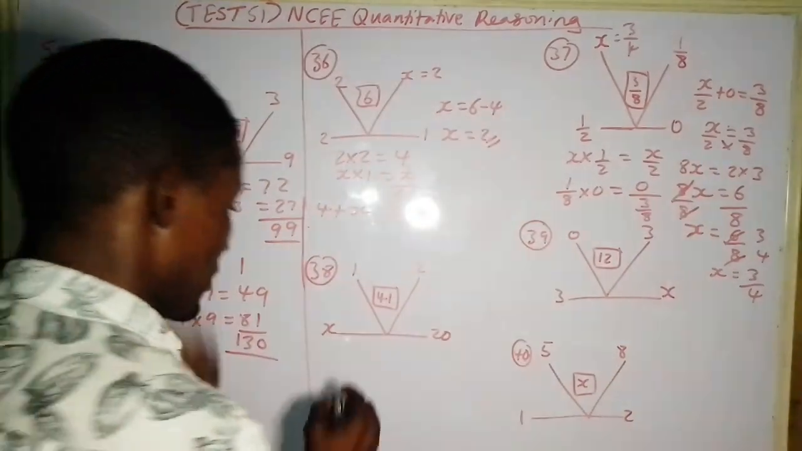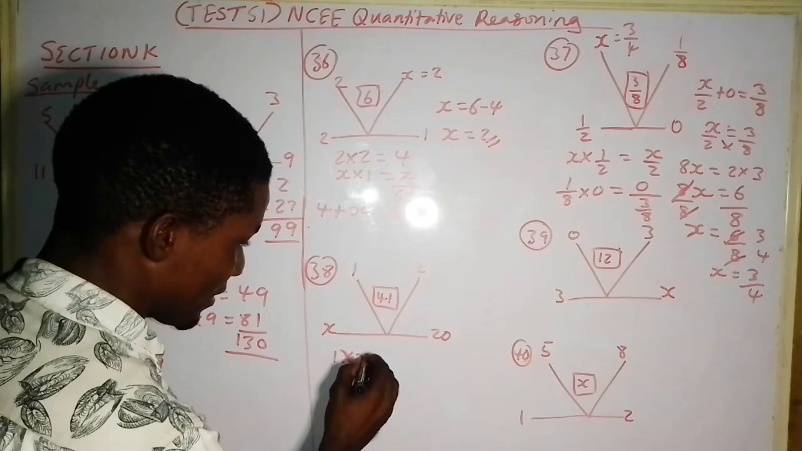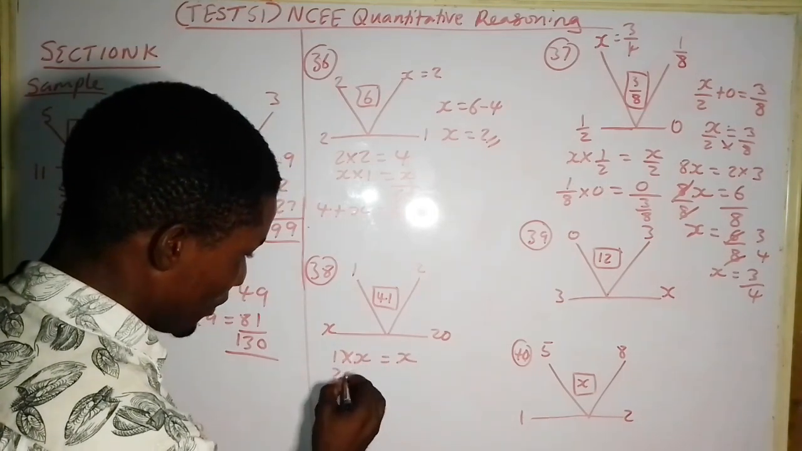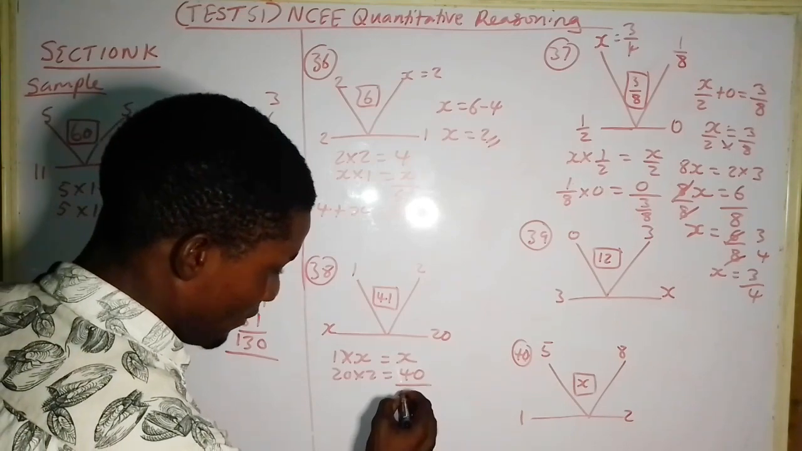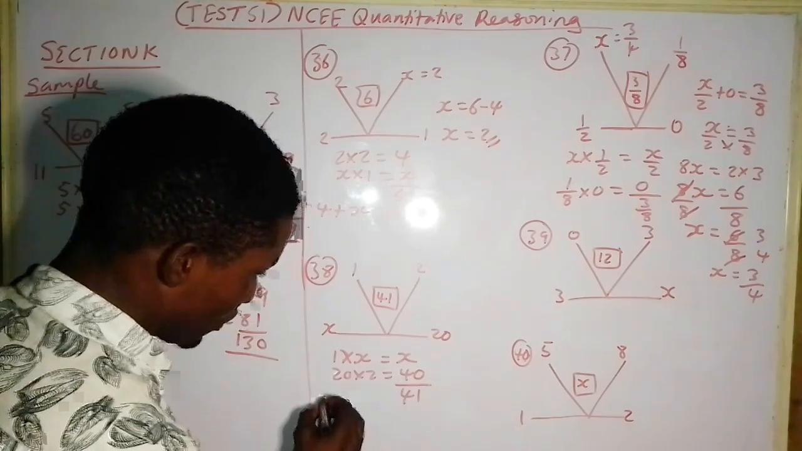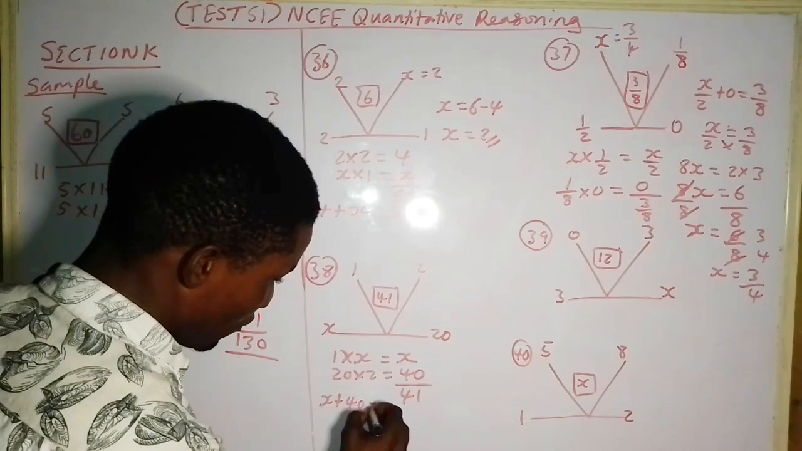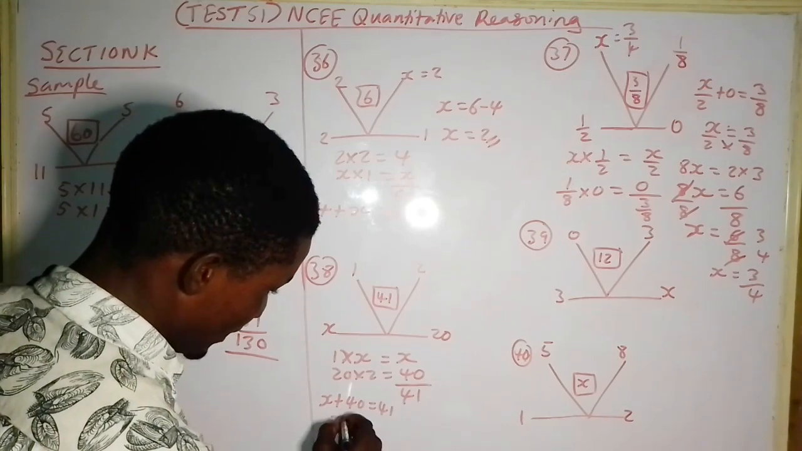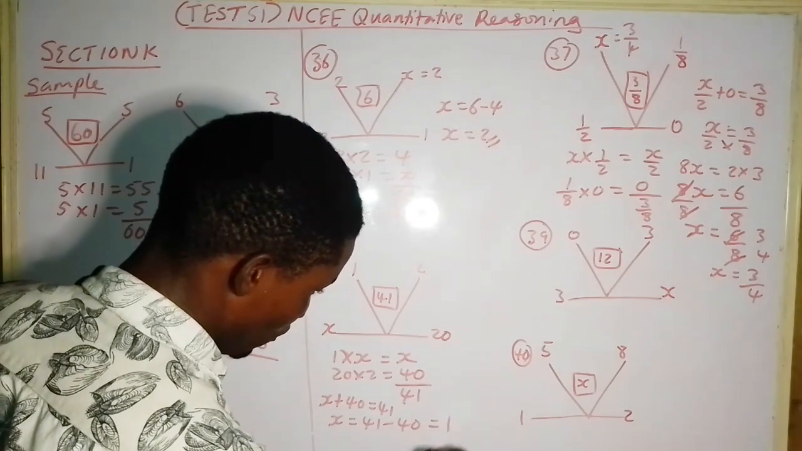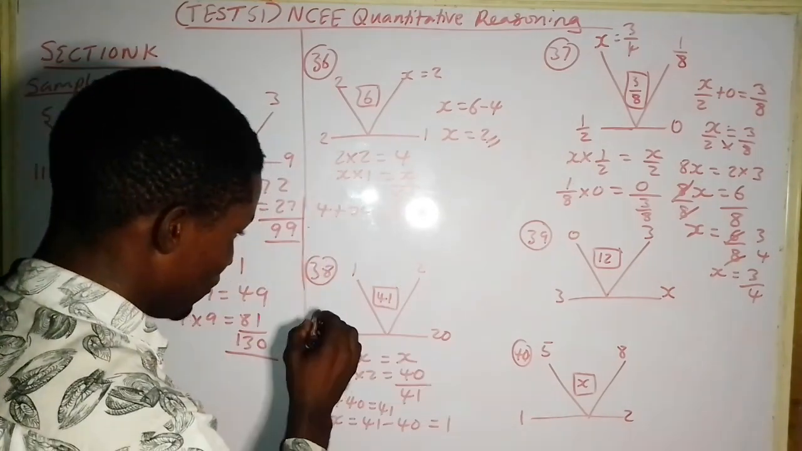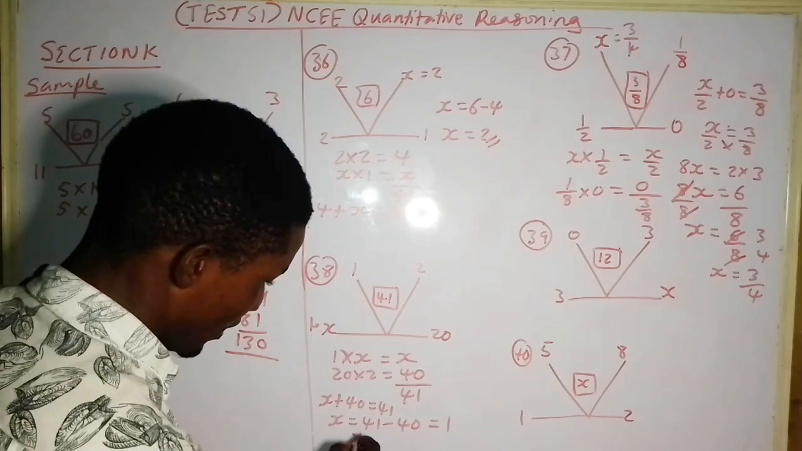Now let's go for this next question here. We have 1 times x equals x, and 20 times 2, that is 40. Everything equals 41. So let's turn it to an equation. x plus 40 equals what? 41. Collect the right hand, so you have x equals 41 minus 40, and your answer is going to be what? 1. So your x here is what? Is 1.